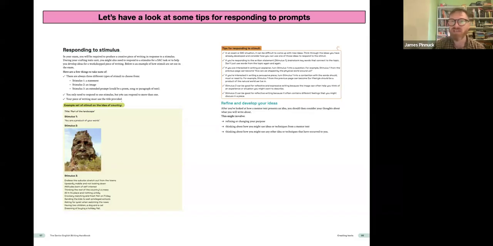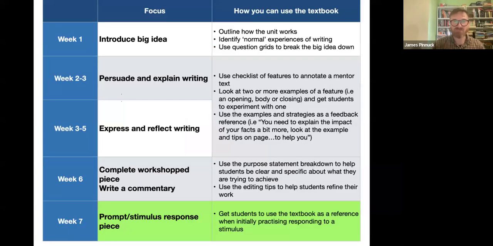One of the things I'd say about responding to prompts is, over the course of a creating text unit, kids are going to develop a whole range of ideas. The piece that they finally workshop and develop for a workshop piece might be an idea that is a bit more complex, and they need a bit more time to do over a week or so, polish up, and they need a chance to have more feedback about that.